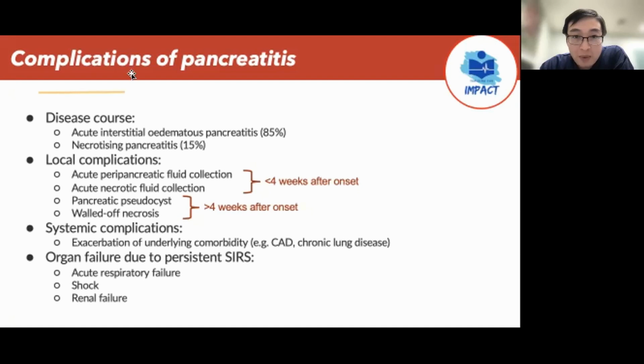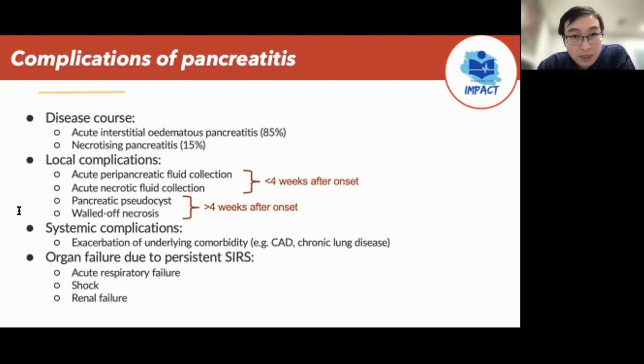In terms of disease course, about 85% of patients have what we call acute interstitial edematous pancreatitis, which is characterized by enlargement of the pancreas due to inflammatory edema. But about 15% of patients have necrotizing pancreatitis, with necrosis of the pancreatic tissue and also the peripancreatic tissue as well. In terms of mortality, the overall mortality of pancreatitis is quite low, 5%. But it's higher in necrotizing pancreatitis than in the more common acute interstitial edematous pancreatitis.